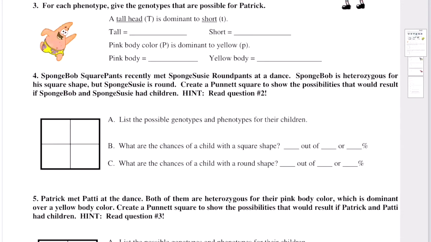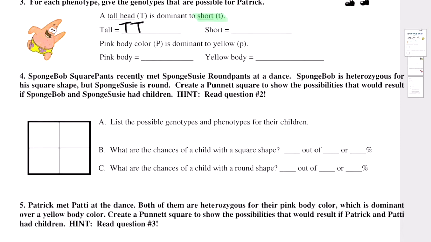Okay, so for each phenotype, give the genotypes that are possible for Patrick. A tall head, and notice that tall is represented by a capital T, and again, short is a lowercase t. So it identifies the letters for you. All right, so tall, this is kind of tricky because tall is dominant, therefore it could have two genotypes. The first would be big T, big T. It could also be big T, little t. All right, now short, the only way for it to become short is if it had two lowercase letters, meaning it would be recessive. That's gonna be little t, little t.